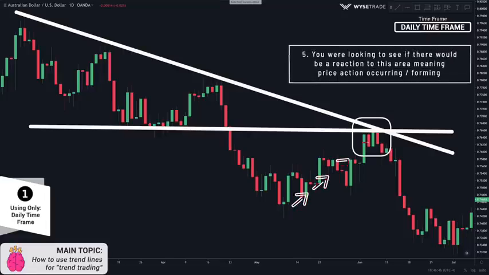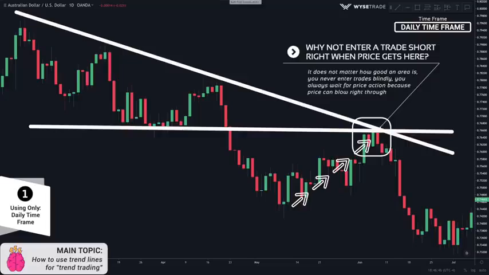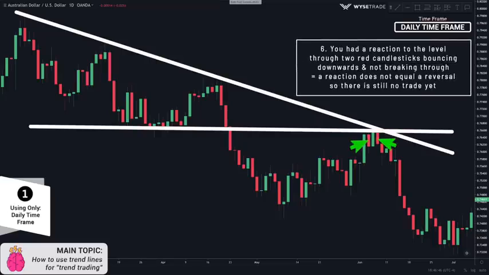Fifth, when price started to approach this area, since you had this area already identified, you were watching to see what price would do once it got here, aka price action. So you were probably thinking, why not just enter a trade short right away once price got to this axis point? Again, as a reminder from past videos, it does not matter how good an area is. You do not enter trades blindly once price gets to these areas. You always wait for price action because price can easily blow right through. So you then had a reaction to the level through these 2 red candlesticks not breaking through and bouncing downwards.